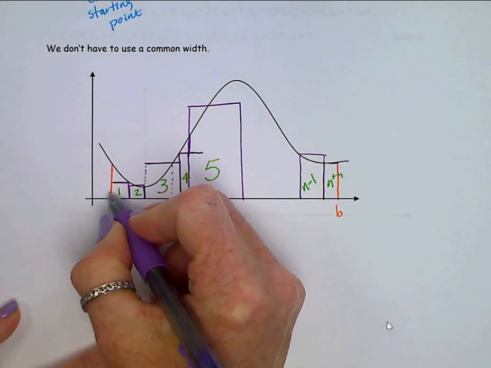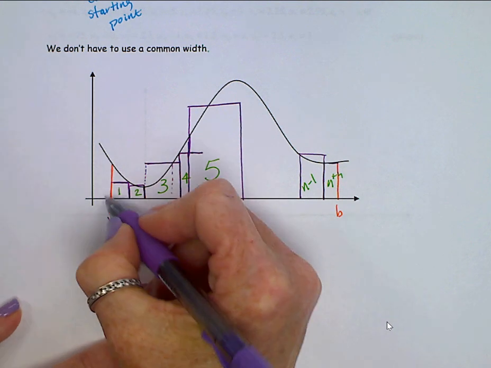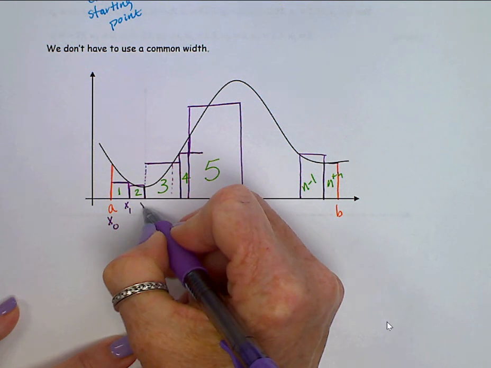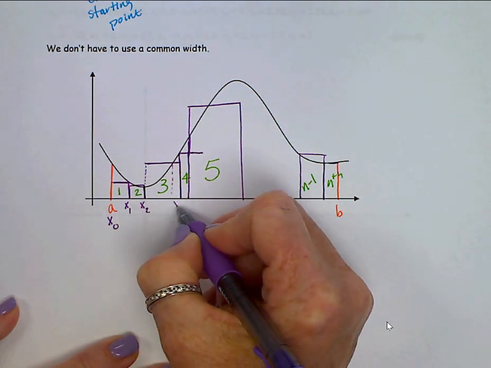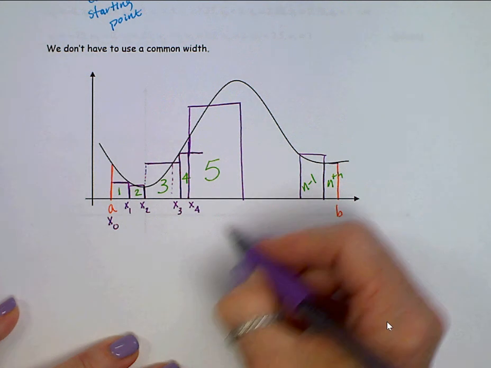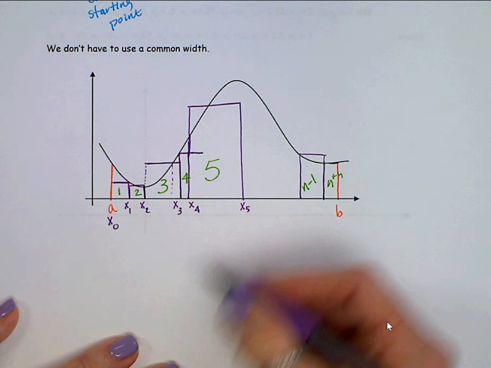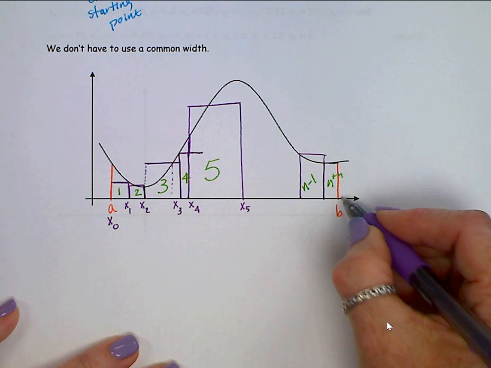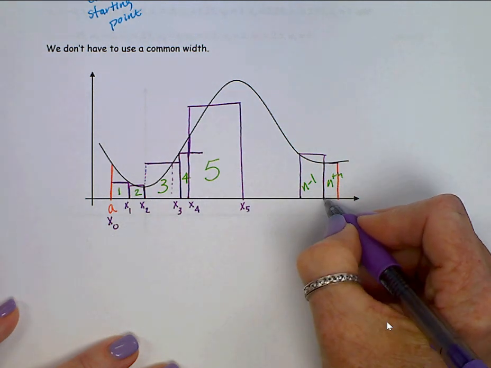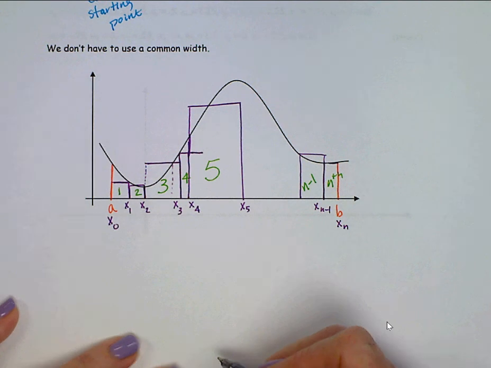We can call this starting point x sub 0, the end of the first rectangle then x sub 1, end of the second rectangle x sub 2, end of the third x sub 3, end of the fourth x sub 4, end of the fifth x sub 5, end of the nth rectangle down here x sub n, end of the n-1 rectangle x sub n-1.